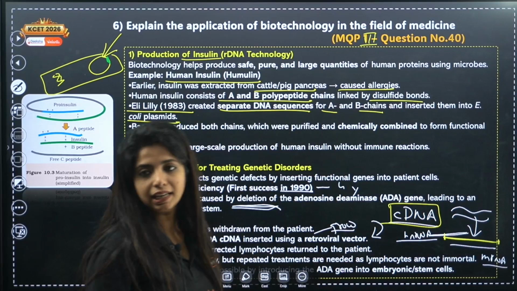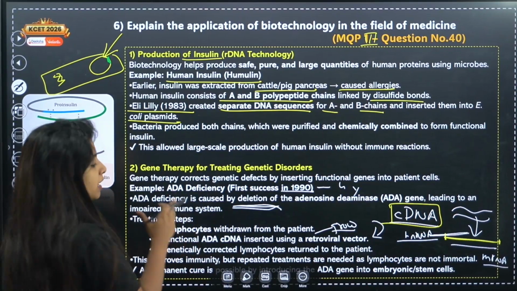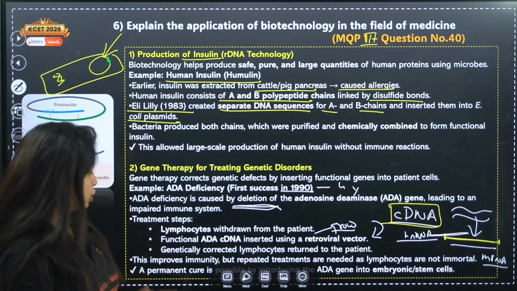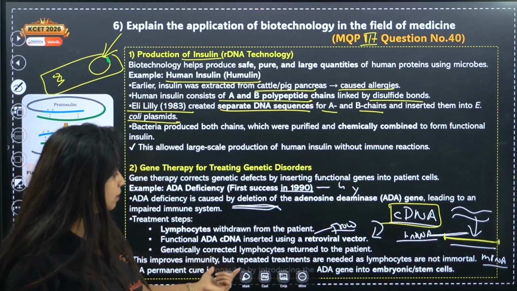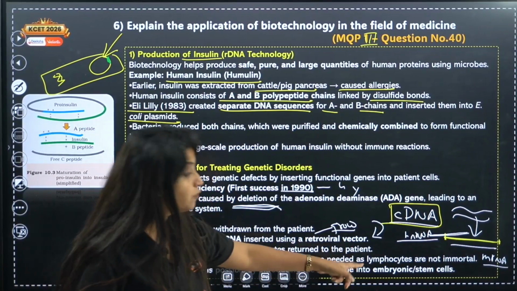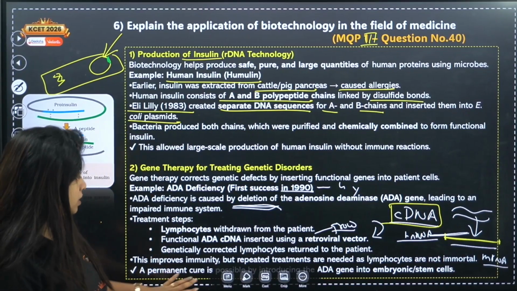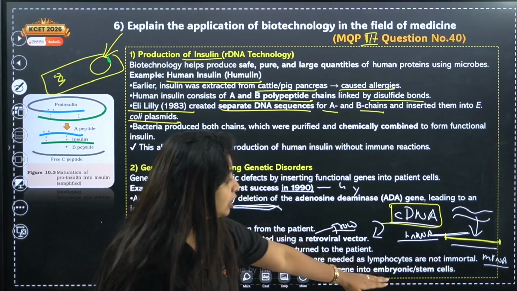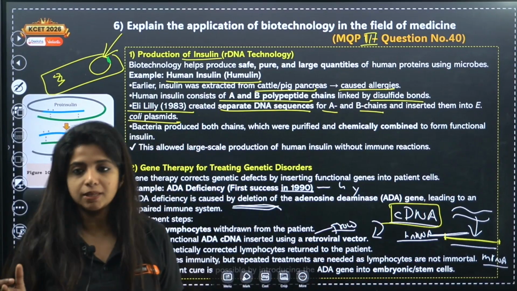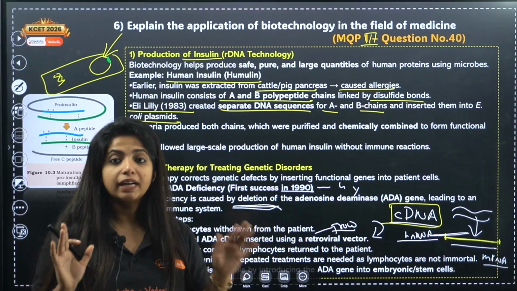And that is the cDNA, which is put in the retroviral vector, and the retroviral vector transfers it into our lymphocytes as well. Now genetically corrected lymphocytes return to the patient. This improves immunity, but repeated treatments are needed, because lymphocytes are not immortal. They do not live for long. So repeated treatments are needed. A permanent cure is possible by introducing the ADA gene into embryonic cells or stem cells. Apart from that, you cannot find a permanent cure.